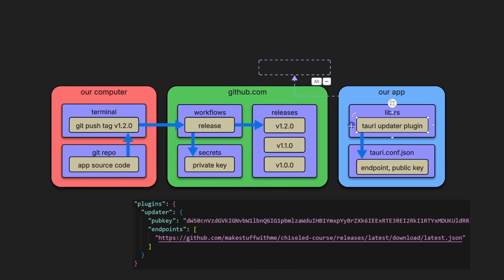We're going to configure that endpoint to be the URL for our latest GitHub release. If it finds a newer version there, it downloads that version, validates it with a public key also in our Tauri configuration file, and then installs that version.